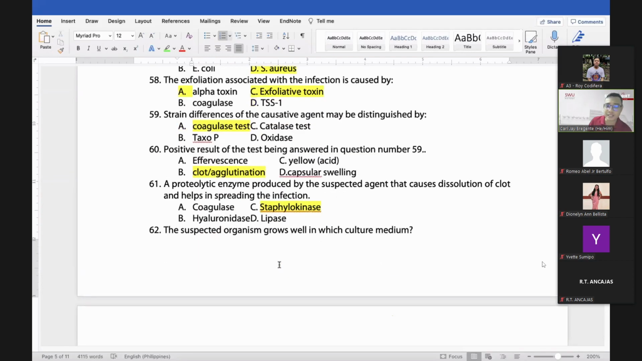61, proteolytic enzyme produced by the suspected organism that causes dissolution of clot. So you have there already the words dissolution of clot. Among the 4 choices, only staphylokinase has the function of dissolution of clot. Lipase will dissolve lipid components, the fats. Coagulase will form clot. Hyaluronidase will dissolve hyaluronic acid.